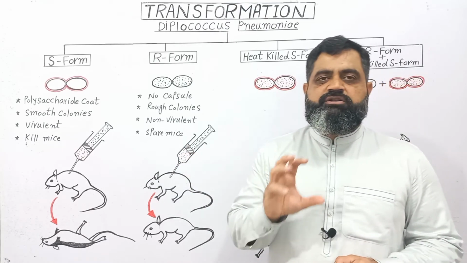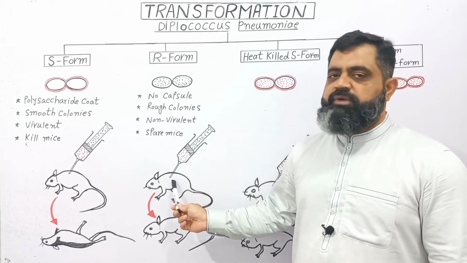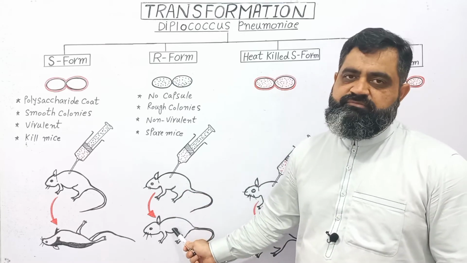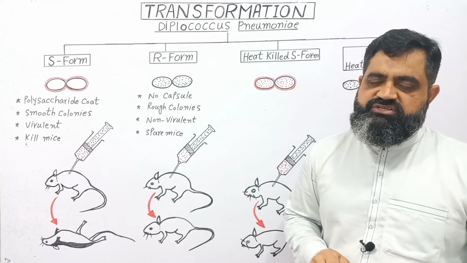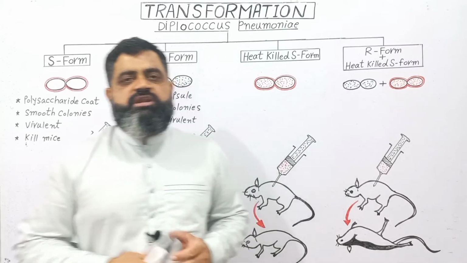Frederick Griffith made a culture of these bacteria, put it in the syringe and injected it into the mice, and as predicted, the mice remained alive because these bacteria do not cause any kind of infection in mice. Griffith went one step further.